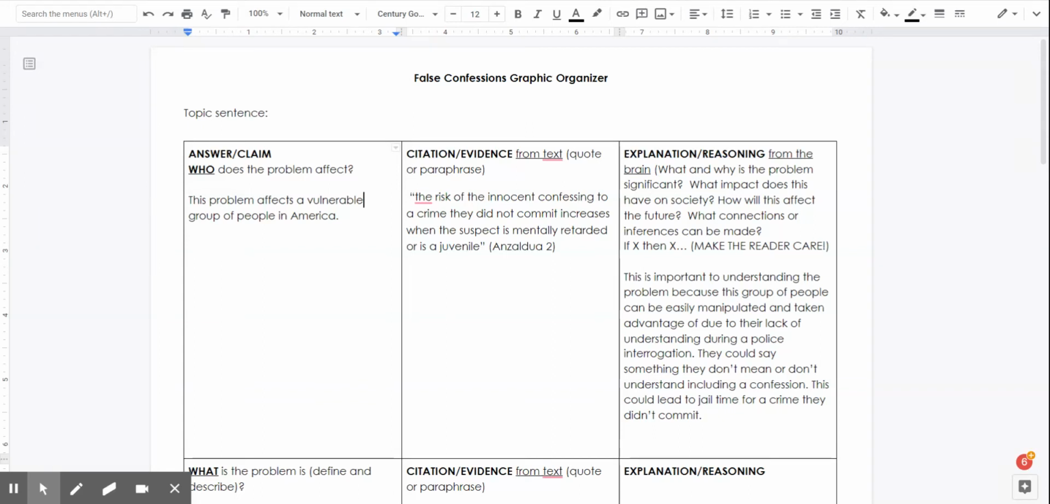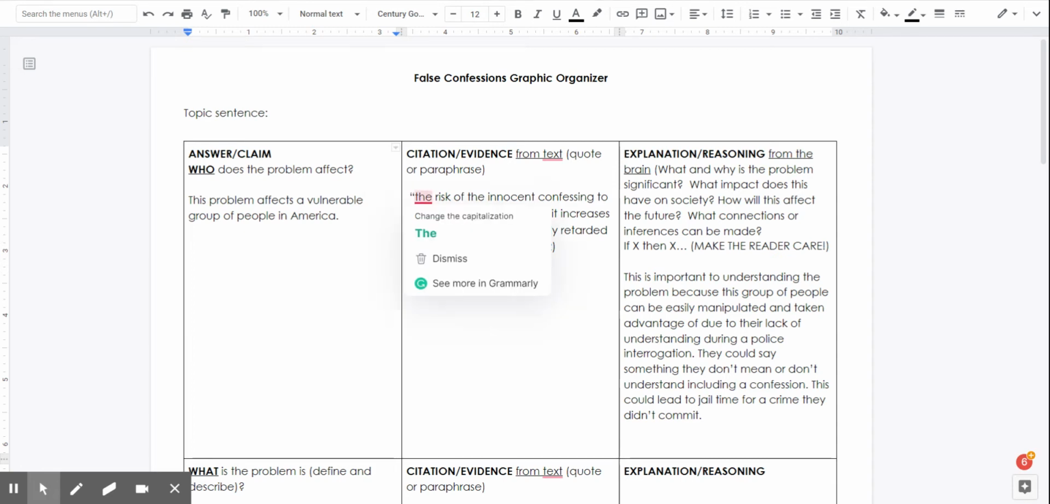Hello, this video will explain how to complete the False Confessions Graphic Organizer assignment. Before you begin, I highly recommend that you also open up the article that we read and annotated in a previous lesson. I have it up on my screen with the highlighting and the notes that we made. You're going to want to toggle back and forth as you complete the graphic organizer. You're going to want access to this information.